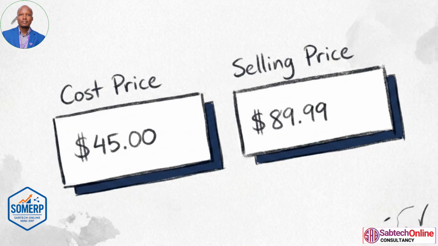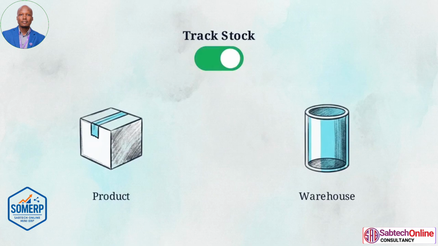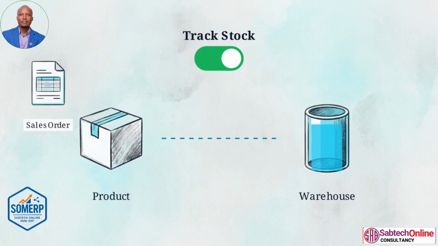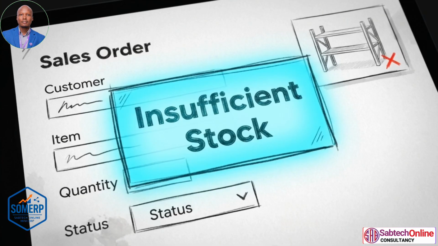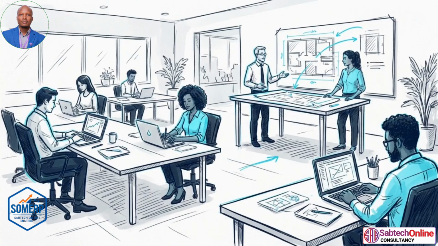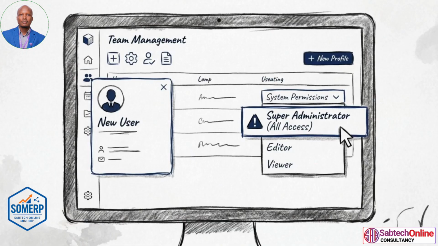Input the default cost price for your purchasing estimates and the base selling price for your retail catalogs. For physical items, turn on the Track Stock toggle to link the product directly to your warehouse shelves. The ERP now actively audits the item. Processing a sales order automatically checks available balances and deducts the exact quantity in real time. Taking the time to properly configure these catalog settings turns a static list of prices into a self-auditing inventory engine that prevents overselling.